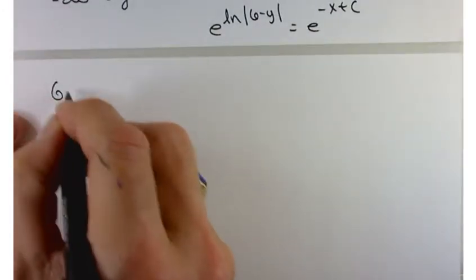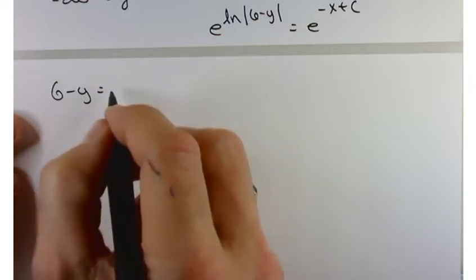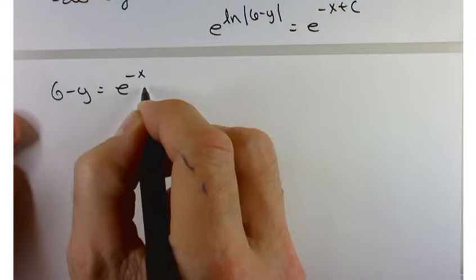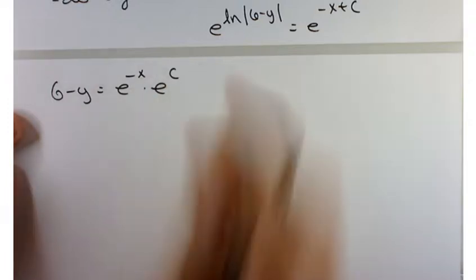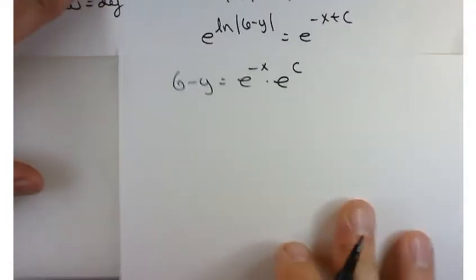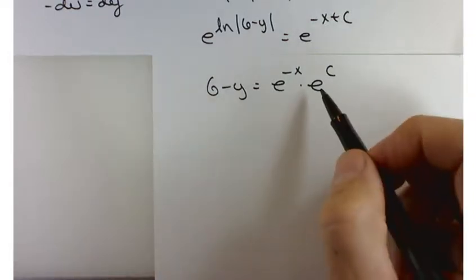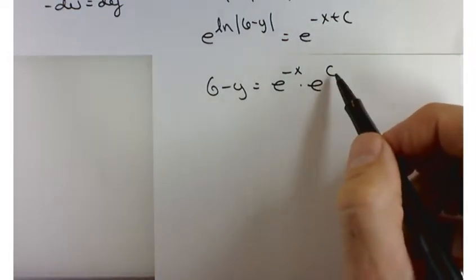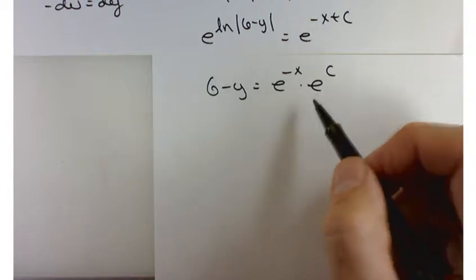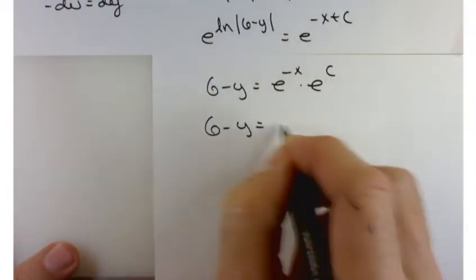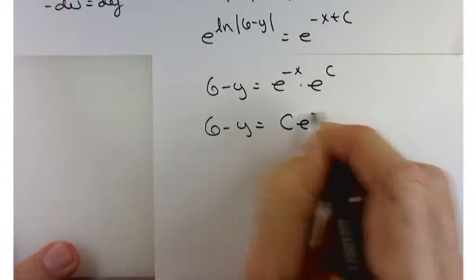On the left-hand side, these things are going to cancel. We're just going to be left with 6 minus y. On the right-hand side, I'll have e to the negative x. I'm going to write that as times e to the c. Now this is a constant to the power of a constant. Guess what? A constant to a constant. Kevin likes this one. It's another constant. So it's c times e to the negative x.